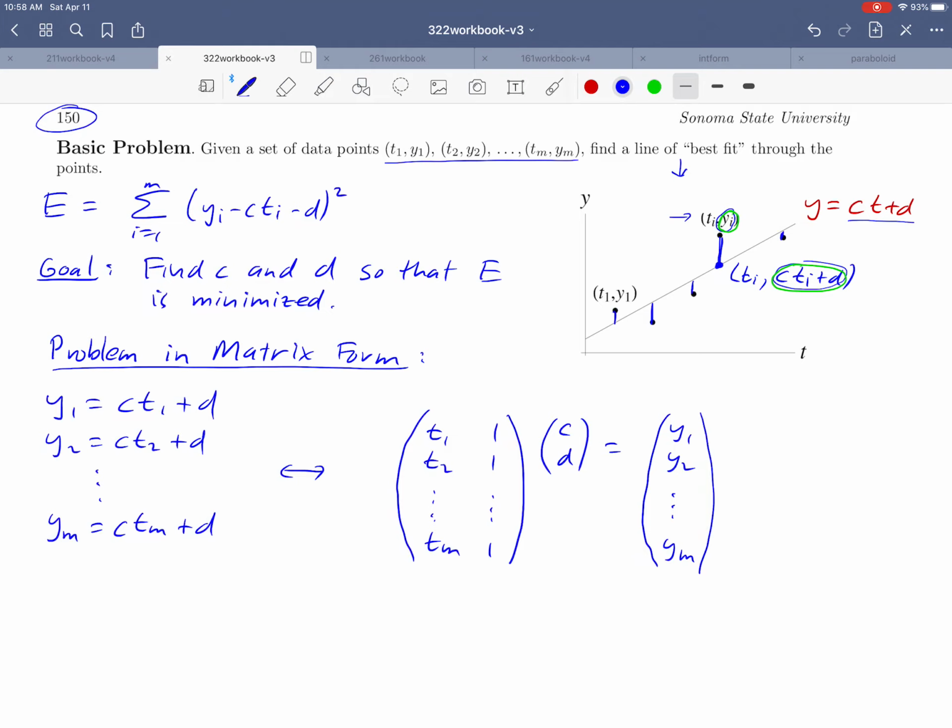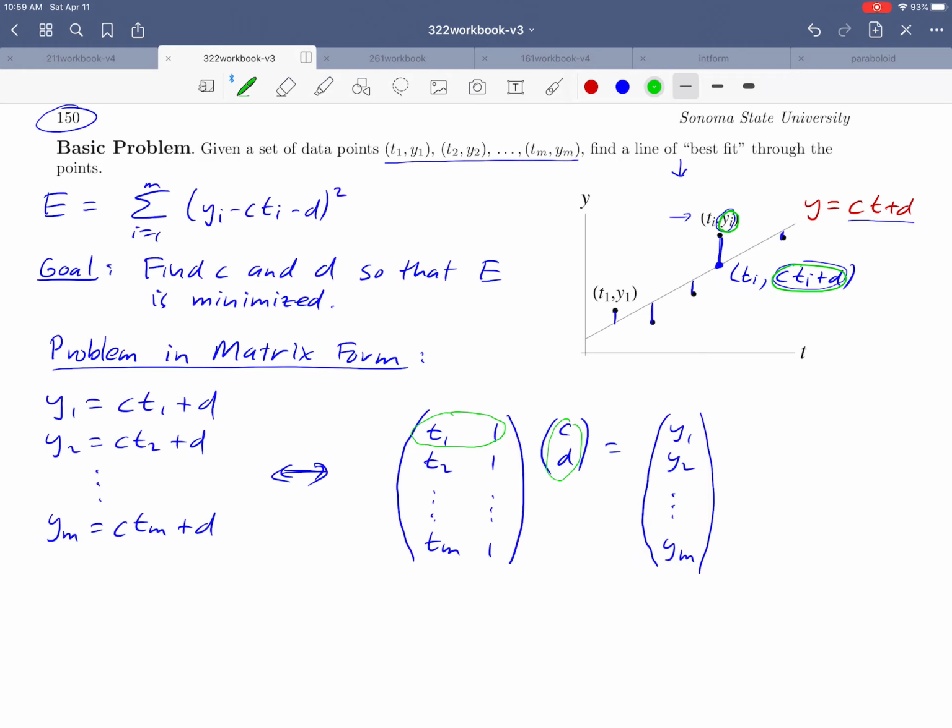Okay, and the claim that I'm making here is that these two things on the left and the right are different ways of writing the same thing. Let's see if we can confirm that. So what if we multiplied the two matrices on the left-hand side? We'd start by multiplying this row times this column. What do we get if we do that?